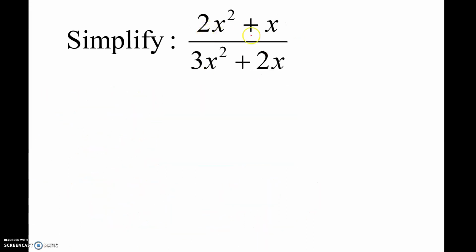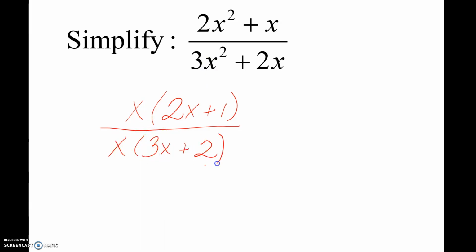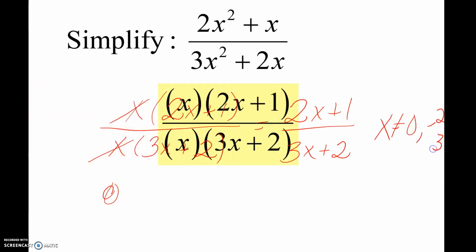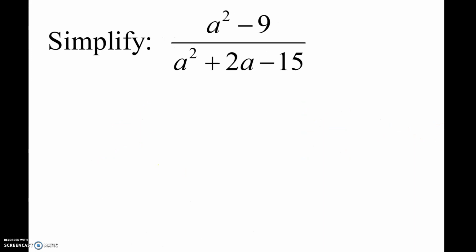Okay, one more here. We can factor out an x on the top. We have to remember all our factoring rules and factor out an x here. Just a hint, I'm going to try to factor out things that we can simplify. Then 2x plus 1 over 3x plus 2. What would make the bottom 0 would be 0 and negative 2/3. So x cannot equal 0 and negative 2/3. All right, I'm going to go ahead and let you finish that up.